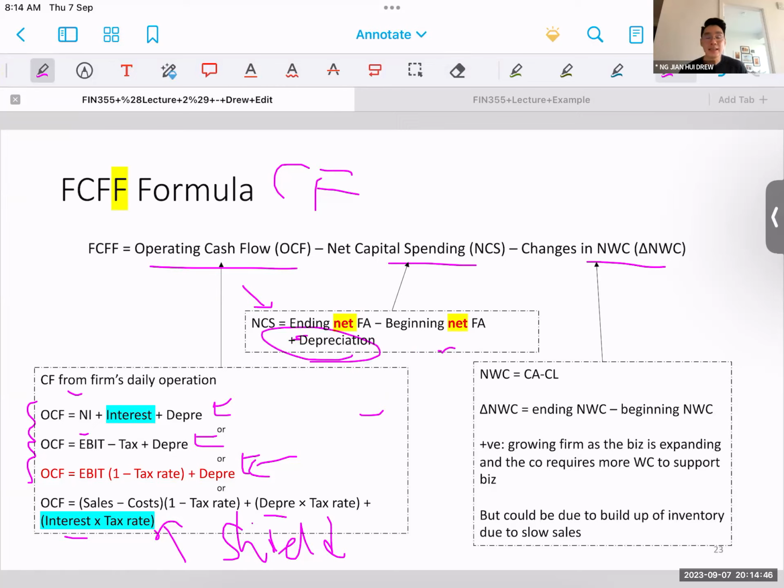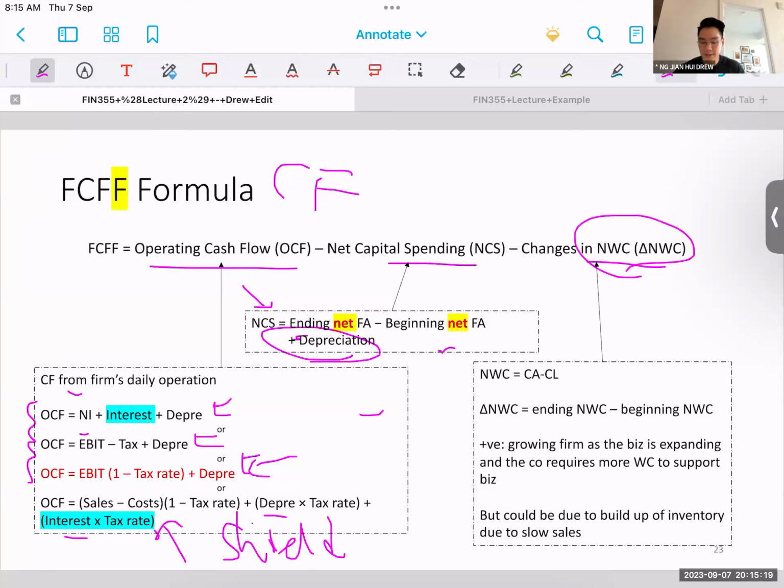Most of the time it's the net value. But I want to highlight that later we have a lecture example, at the last few slides, where because it's an example, they tell you it's gross, so you need to consider gross. But when you're doing valuation, most of the time you use the annual report, and it's always net. But it's important to know what's net and what's gross.